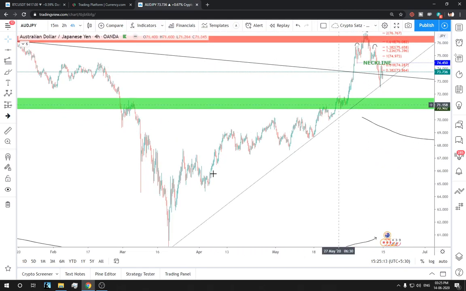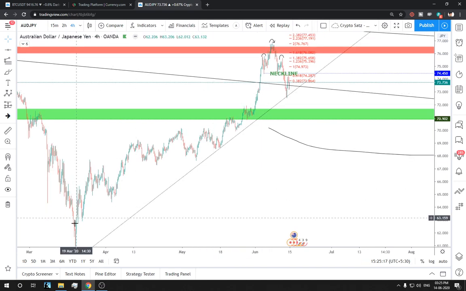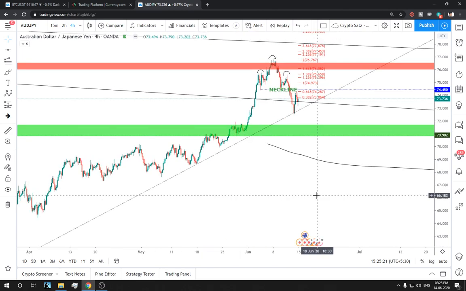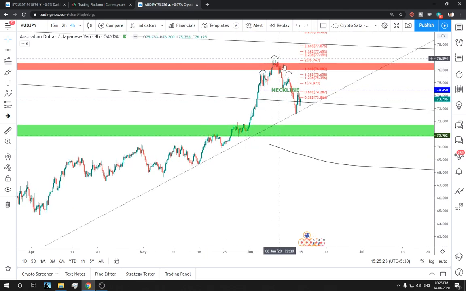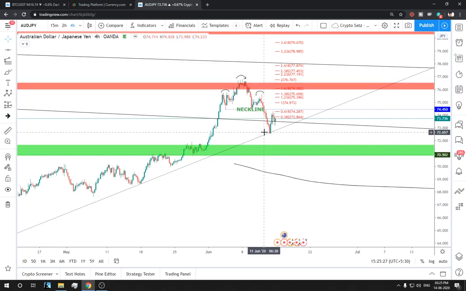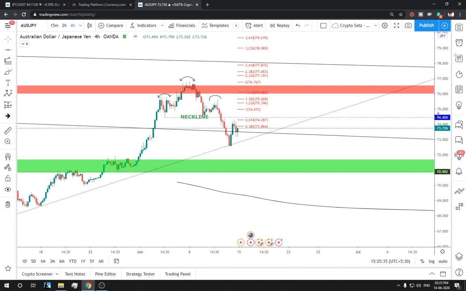And on NZDUSD we already had a head and shoulders pattern, which is a reversal of the uptrend we had from 19th March. This three-month uptrend's reversal has been formed over here. But what I'm looking at is the support over here, this long-term support trend line. It has bounced off that support.